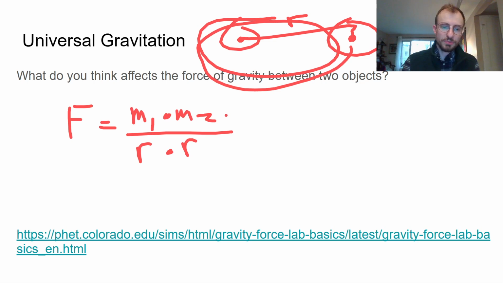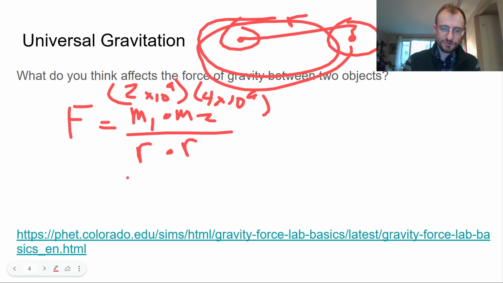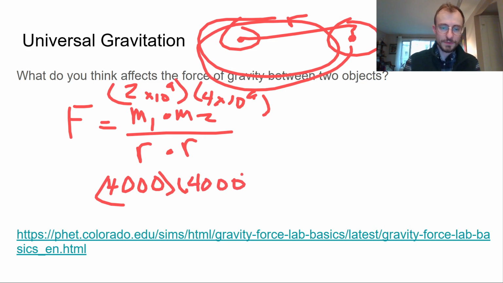Now the problem is if I plug in the numbers that were given in the exercise, remember this was 2 billion, so 2 times 10 to the 9th. This is 4 billion, so 4 times 10 to the 9th. And each of these was 4 kilometers, so 4,000 meters, and then 4,000 meters. If I put that into a calculator, it is not going to give me close to the answer I was getting. This was giving me something like 33.4 newtons, and it's obvious that this is not going to give me 33.4 newtons.